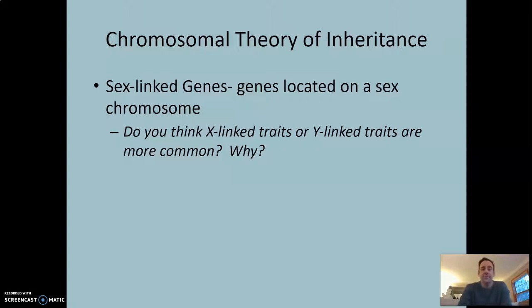The reason why is because, remember, the Y chromosome is teeny tiny. It's only got about 100 genes on it, while that X chromosome has a couple thousand genes on it. So mostly when we talk about sex-linked traits, we're talking about the X chromosome. That's not to say there aren't Y-linked traits. Being a male, for example, is a Y-linked trait. If you have a Y chromosome, you are a male, biologically at least. So most of the traits we're going to look at are actually X-linked.